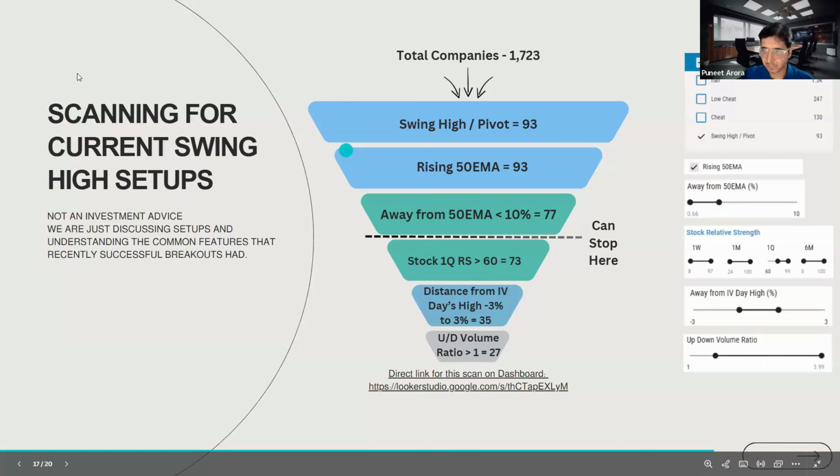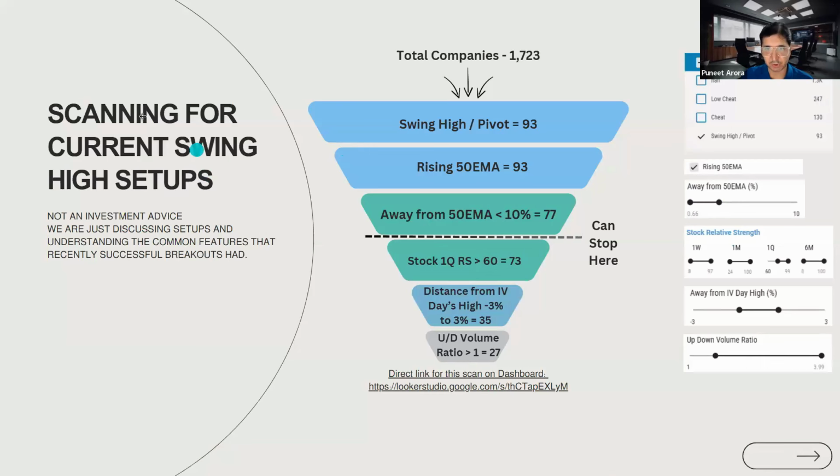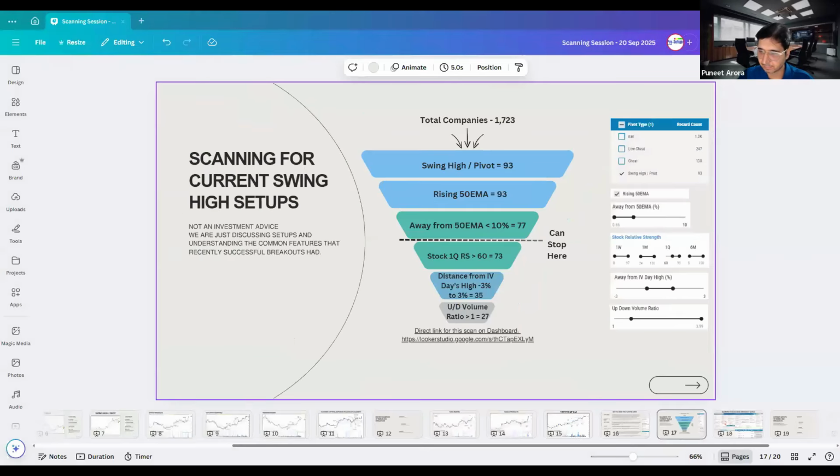So, I will just show you this on the dashboard also. But what I've done is that at the moment, like I showed you, there are 93 stocks that are appearing in swing high setups. I will share the screen. I will share the dashboard now.